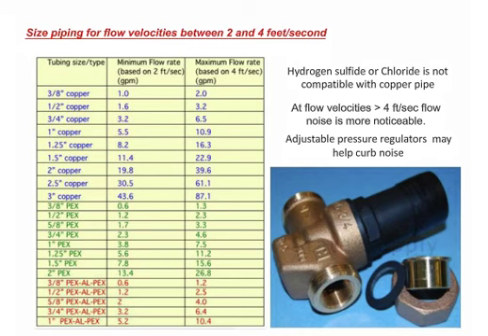Hydrogen sulfide and chloride is not compatible with copper pipe, so a lot of guys, again, you got to look at what you're going to use. Schedule 40 PVC, folks, please don't use it. It doesn't like the temperature ranges you're typically going to see.